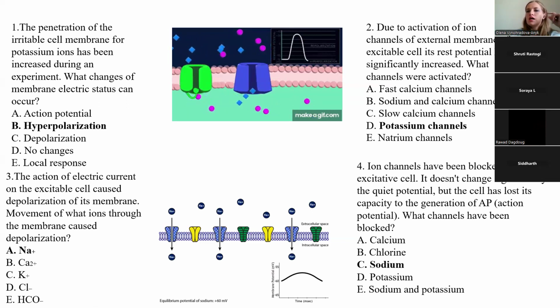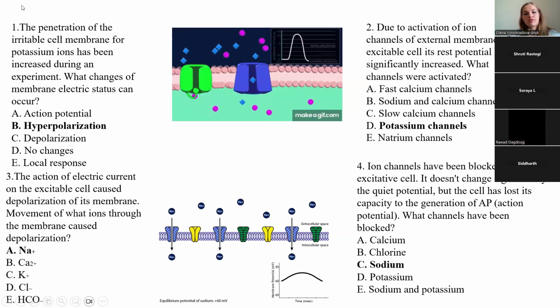Second question. Due to activation of ion channels of the external membrane of excitable cells, its rest potential has significantly increased. What channels were activated? The same question from the opposite side. If the membrane rest potential is increased, it means that more negativity is created inside. If negative charge is created inside, it means that we should open potassium channels.